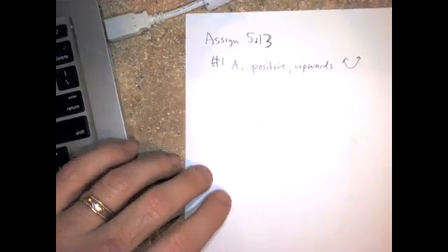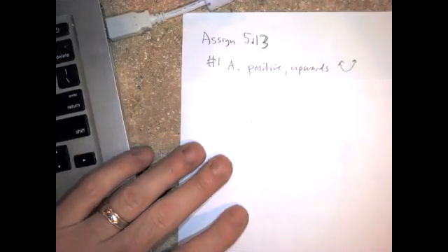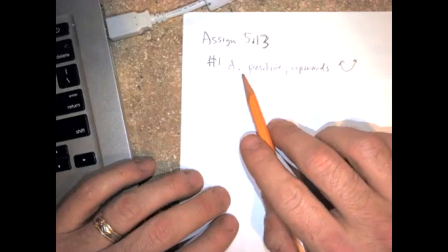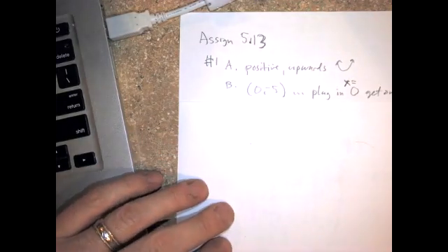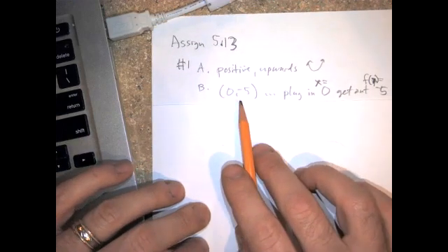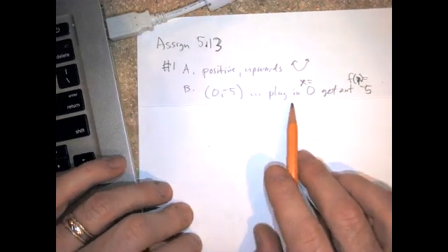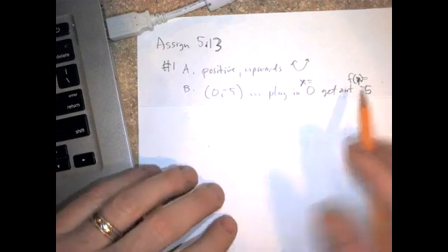Okay, I'll go through this answer key on assignment 5.13. You can obviously fast forward, rewind as much as you want to make sure you get these. For A, it's positive, it's opening upwards like this. For B, the y-intercept is 0, -5. Basically plug in 0, get out -5.